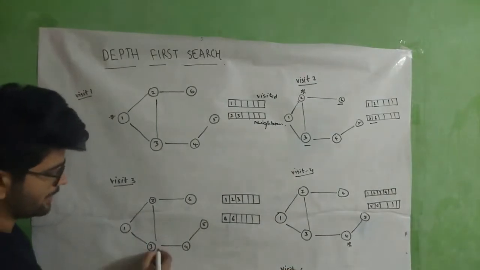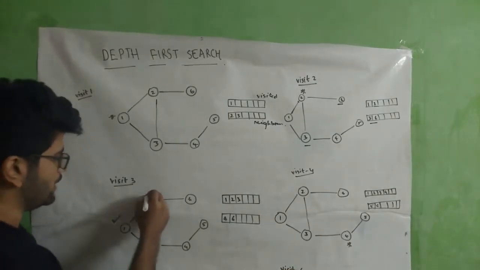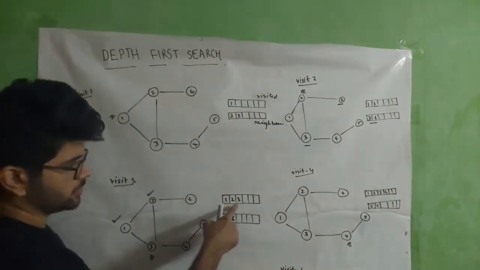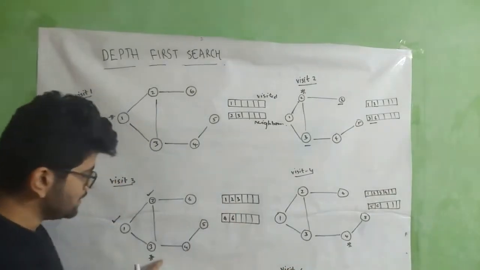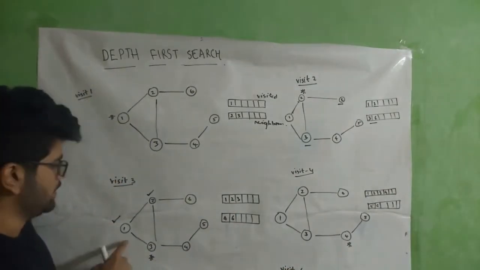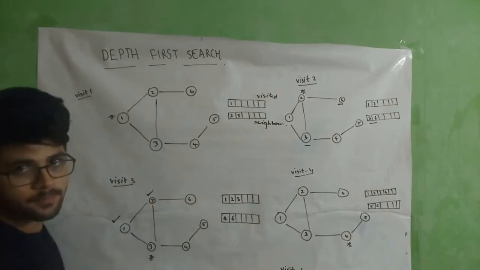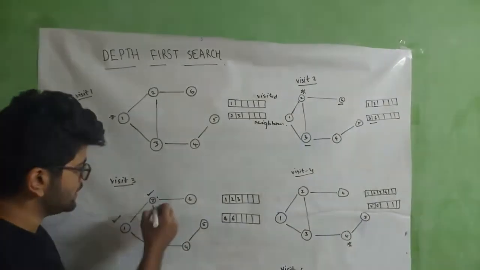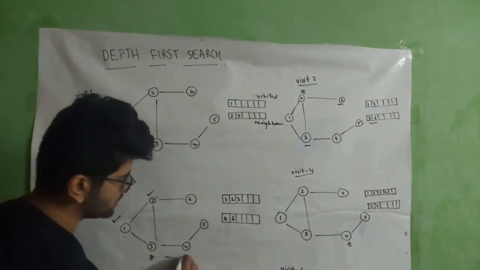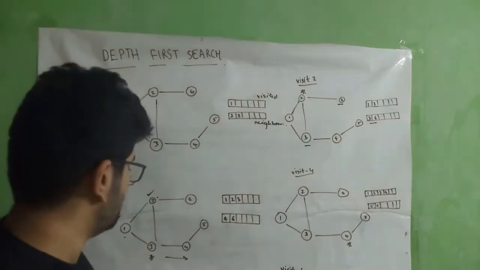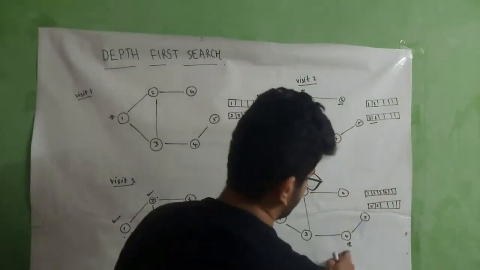I come to 3. I'm currently at 3. I've already explored 1 and I've already explored 2. So I put 3 in the visited stack here. There are 3 vertices neighboring 3: 1, 2, and 4. 2 I've already visited, and 1 I've already visited. So I'll go to the next vertex which I haven't explored. That is 4. Now I'm currently at 4.